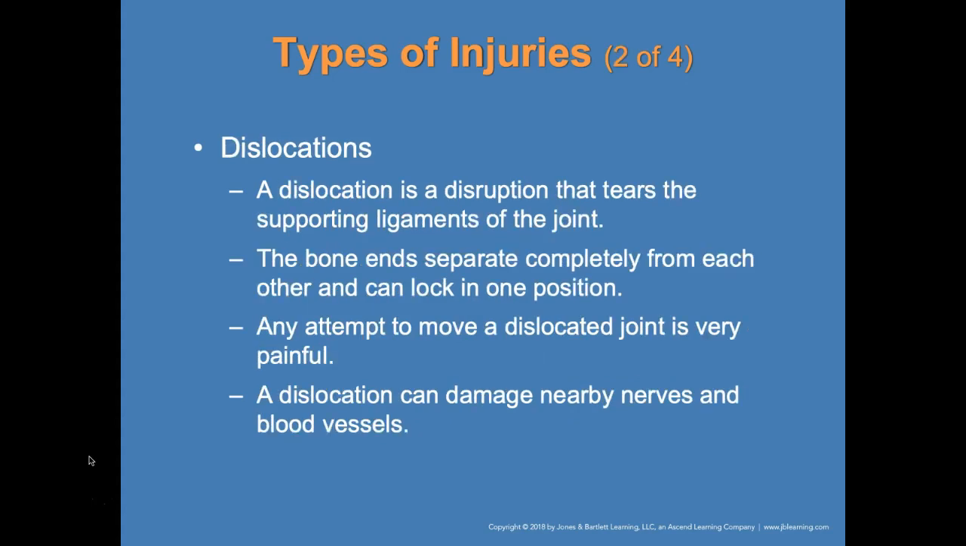All right, dislocations. A dislocation is a disruption that tears the supporting ligaments of the joint. So remember, ligaments connect bone to bone, and when we have a dislocation, those ligaments tear, and then the bone ends separate completely from each other. Usually they're going to lock into one position. Any movement of that is going to cause extreme pain and can also damage nerves and blood vessels in the same area.